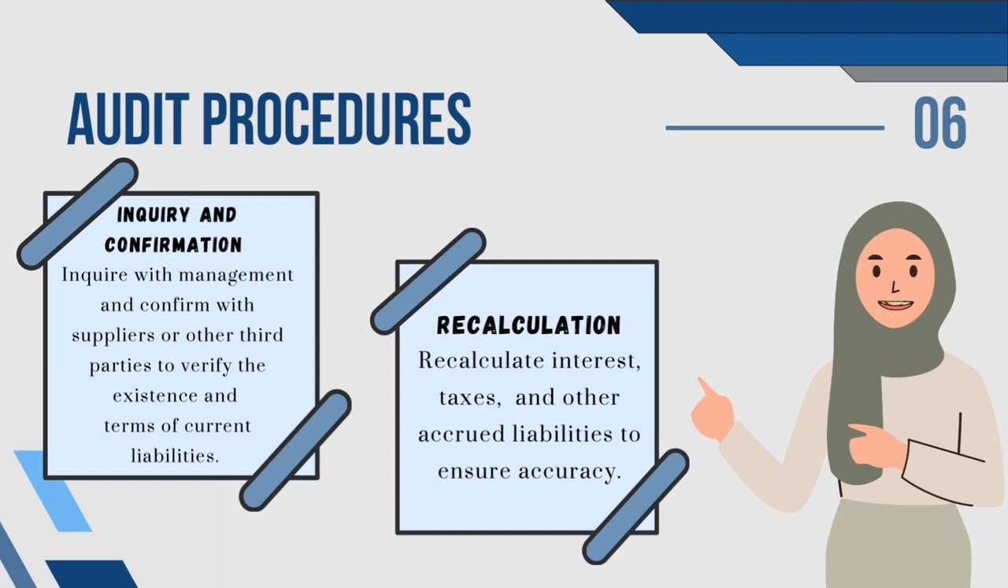The audit procedure used. So what is audit procedure? Audit procedures are the methods or techniques that auditors use to check a company's financial information. So what do auditors do? First, inquiry and confirmation. Auditors will ask management and confirm with suppliers or third parties to verify the existence and terms of current liabilities. Next, recalculation. Auditors recalculate interest, tax, or other accrued liabilities to ensure accuracy and no miscalculation.